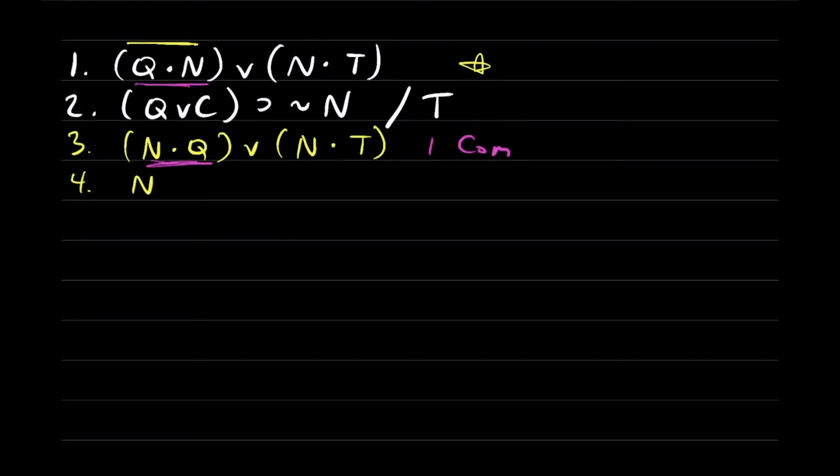Now line 3 matches one of the forms for distribution. I know I can get N and Q or T. Right, if you have a statement like N and Q or T, that's equivalent to N and Q or N and T, which we have on line 3. So this would follow from line 3 by distribution.